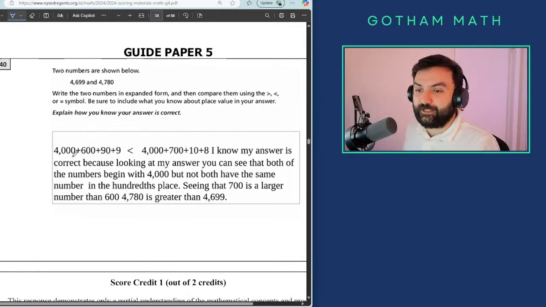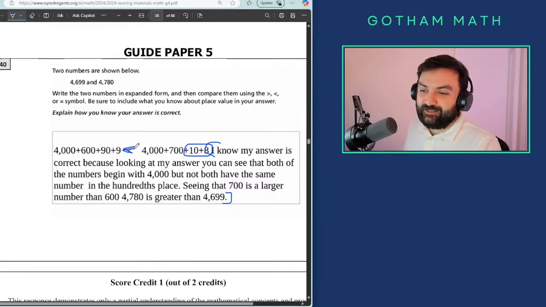All right, so what is that? 4,699. I know my answer is correct because looking at my answer, you can see that both numbers begin with 4,000, but they do not have the same number in the hundreds place. Seeing that 700 is larger than 600, 4,780 is greater. I think I know why they got one. Why? 18. Oh, that's so sad. Because this is so correct. The explanation is perfect. The sign is right. This is a little bit too harsh. This could have been a 2.